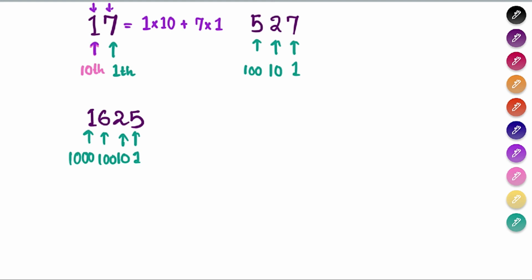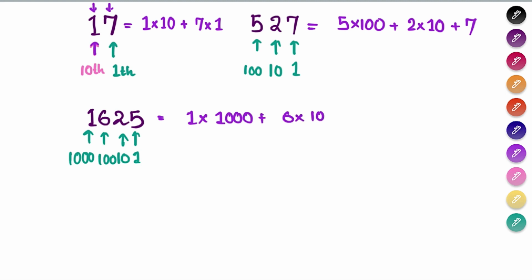Everyone agrees? Yeah, I think everyone agrees. Similarly, let us go to the second number, 527. 5 is in the 100's place, so we write 5 times 100, plus 2 is in the 10's place, 2 times 10, and we have 7. Similarly, you can say how to write 1625 as well: 1 in the 1000's place, plus 6 times 100, plus 2 times 10, plus 5. Suppose I give another number like 745.